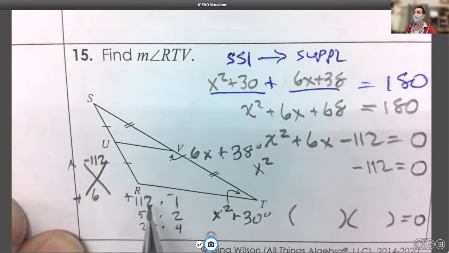These two are 111 apart. That's way too far apart. These two are 54 apart. That's closer, but it's still pretty far. These two are 24 apart.